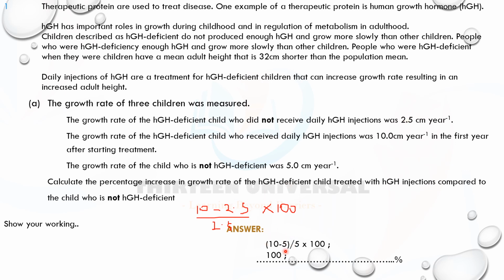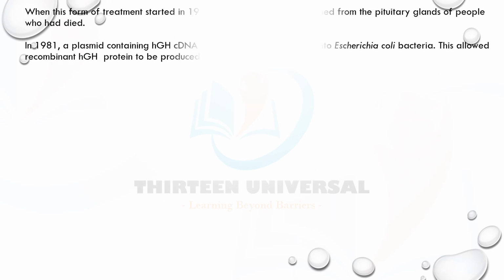Okay, so this is the answer for this question. But if you ask for a child who is deficient, then you use this. I solved this for you to show you that. Because it increased from 5 to 10, 5 is the original. The difference here is 10 minus 5 divided by 5. That's 2 marks. Let's go to the next question.